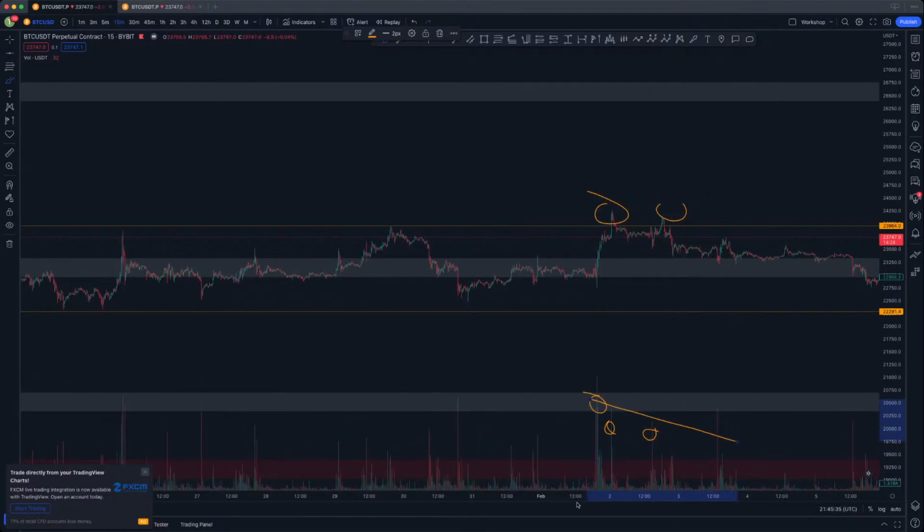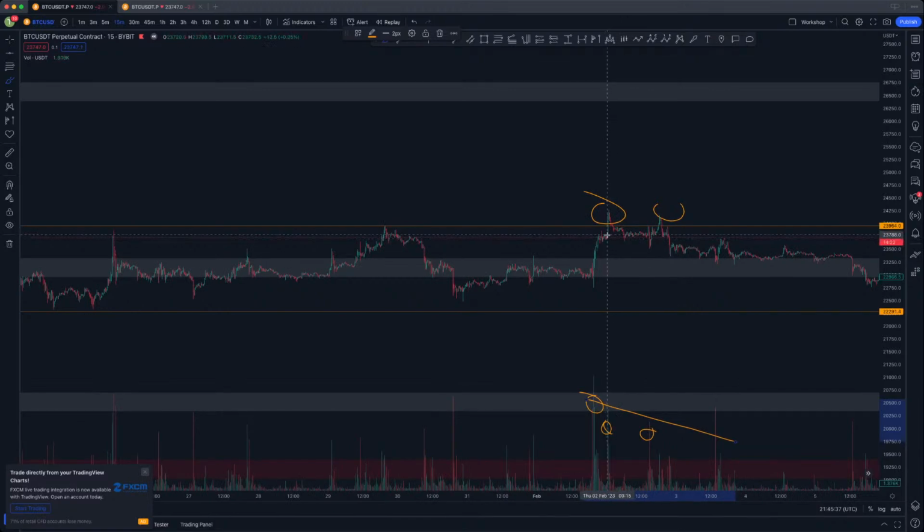I mean, we are on 15 minutes, so you'll have seen a big push to the upside, grabbing liquidity, because there'll be a lot of people who put their stop losses in these zones. It's classic. It's exactly how the market likes to trap you.